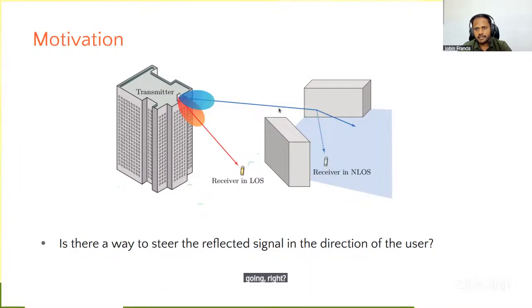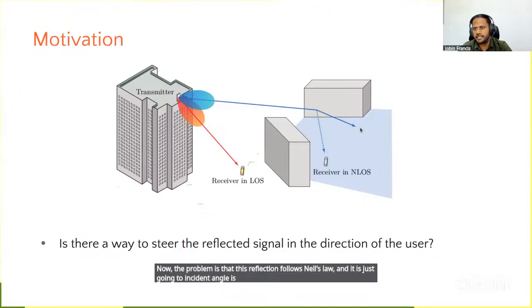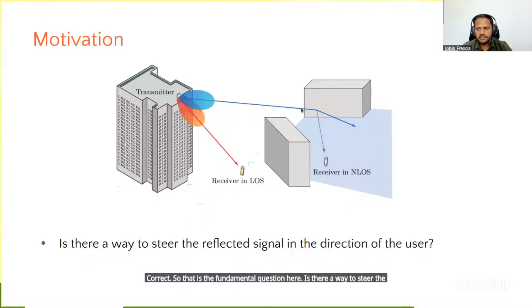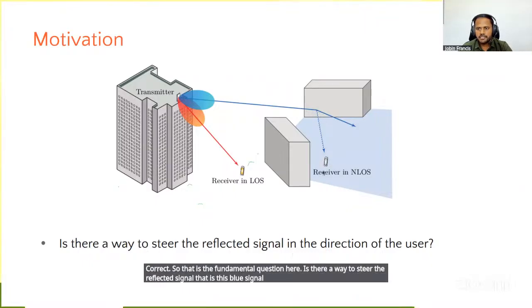Now the problem is that this reflection follows Snell's law, and the incident angle is going to determine how the reflected angle is going to be. But you might want somehow to adjust the reflected signal to go in the direction of this mobile phone, correct? So that is the fundamental question here. Is there a way to steer the reflected signal, that is this blue signal, to the direction of this mobile phone instead of going in some arbitrary direction?